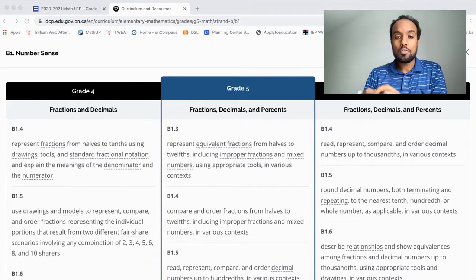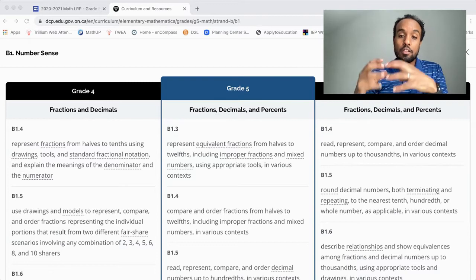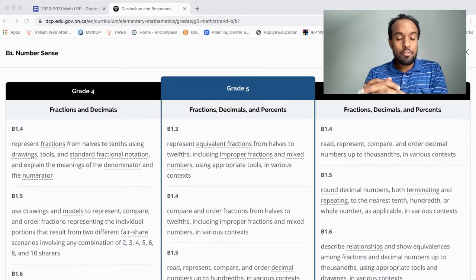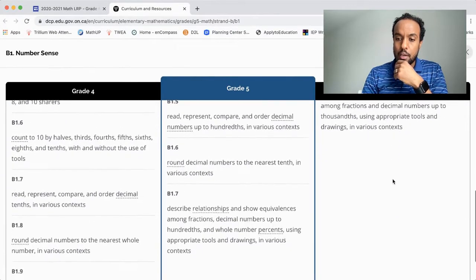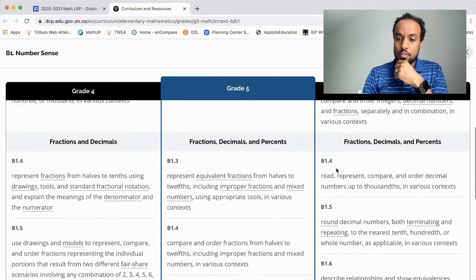You'll notice here in grade 4, students are representing fractions in drawings, as they've done before in the primary grades, but now are learning about fractional notation. There's a focus on understanding the denominator and the numerator and what that means. In grade 5, students are representing fractions that are equivalent, and now they're dealing with representations of improper fractions and mixed numbers as well. You'll notice that grade 6 curriculum does not address a lot of fractional concepts. When looking at this, there's really one expectation that addresses fractions. The rest are dealing with decimals.